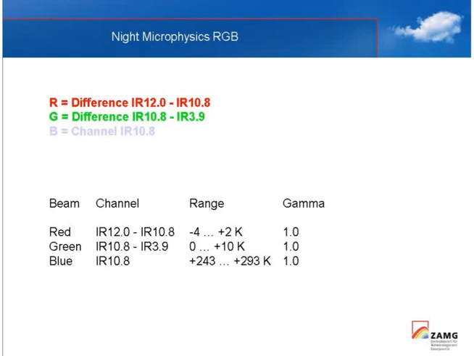Another interesting RGB is the night microphysics RGB, and you see that it's composed of three different channels, red, green and blue, and the green channel uses this bispectral method, 10.8 minus 3.9, and here is the recipe. It uses exactly the temperature difference which is characteristic for low cloud patches, for fog and low stratus. Let's have a look at such an example.